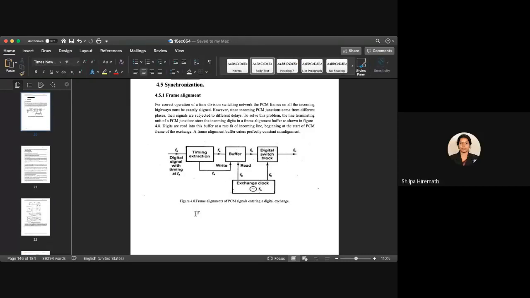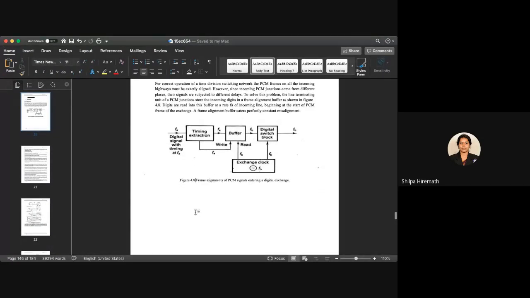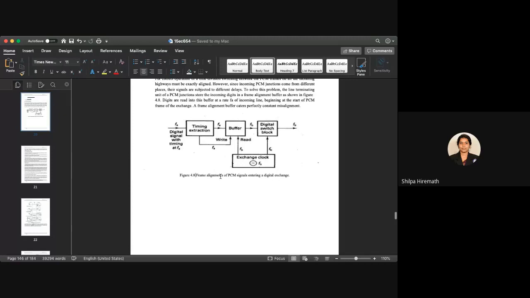So today we'll start with synchronization, that is the frame alignment. This is the block diagram for frame alignment of PCM signals entering a digital exchange. For any operation that has to happen using a time division switching network for PCM frames, all the incoming highway lines must be exactly aligned. So whatever the incoming lines are, they should be exactly aligned with respect to each other.